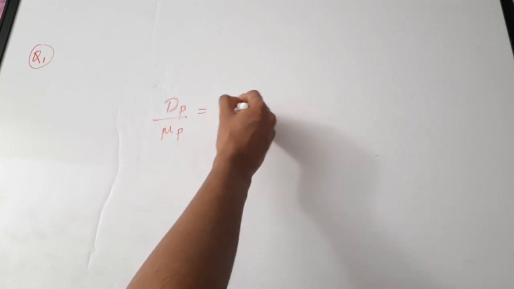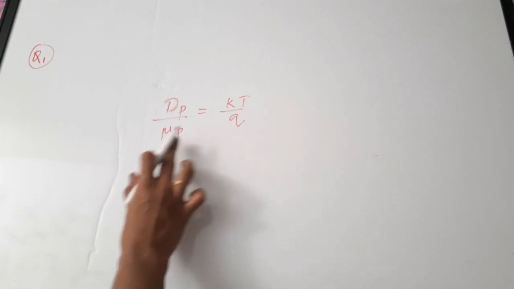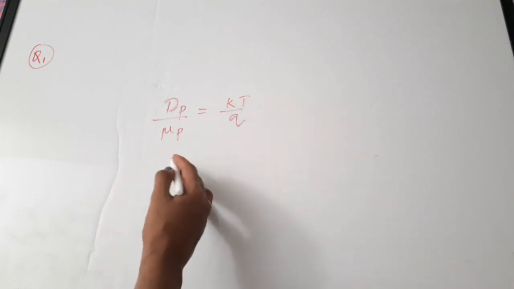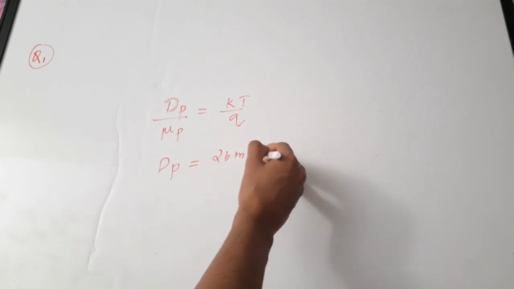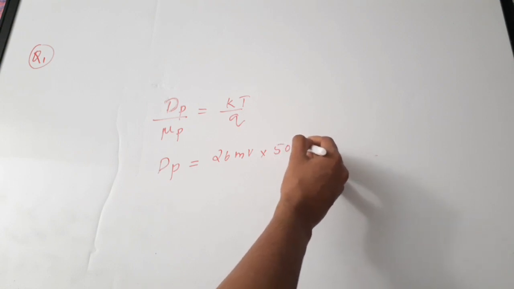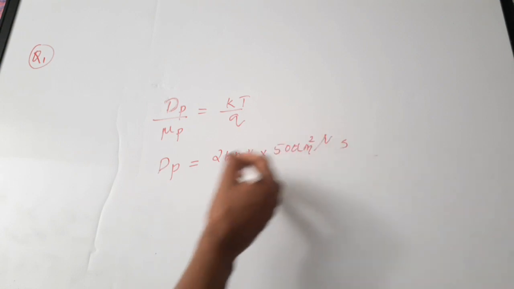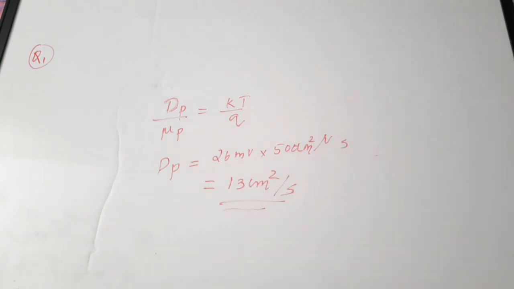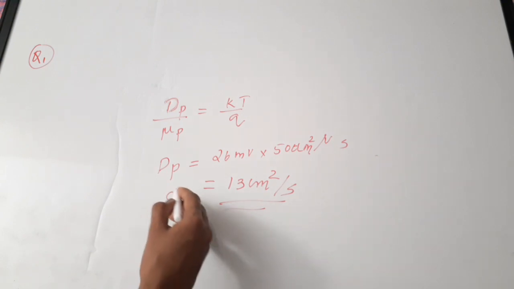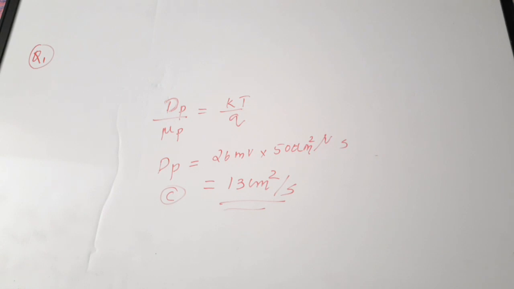Okay, so in order to find the diffusion constant, you should use the relation DP by μP equal to kT by q. So here kT by q is given, μP is given. So just cross multiply and find the value of DP. DP will be equal to 26 millivolt into 500 centimeter square per volt second. Okay, so the answer we get is 13 centimeter square per second, which is the diffusion constant, and the correct answer is option C, 13 centimeter square per second.